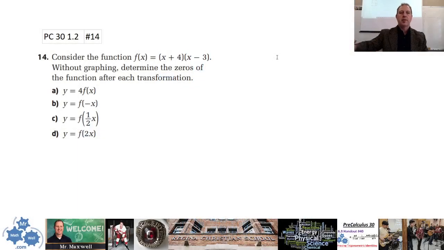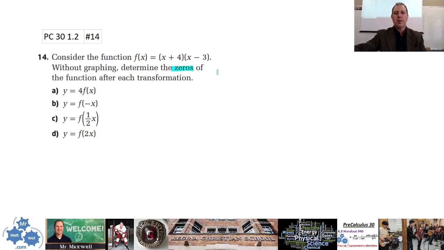All right, hey everyone, this is Pre-Calculus 30, section 1.2, function transformations. This is question number 14. It was asked about this question, so I'm going to do this one here for you. It says: consider the function f of x given by (x plus 4) times (x minus 3), as you see here. And it says, without graphing the function, determine the zeros after each transformation.